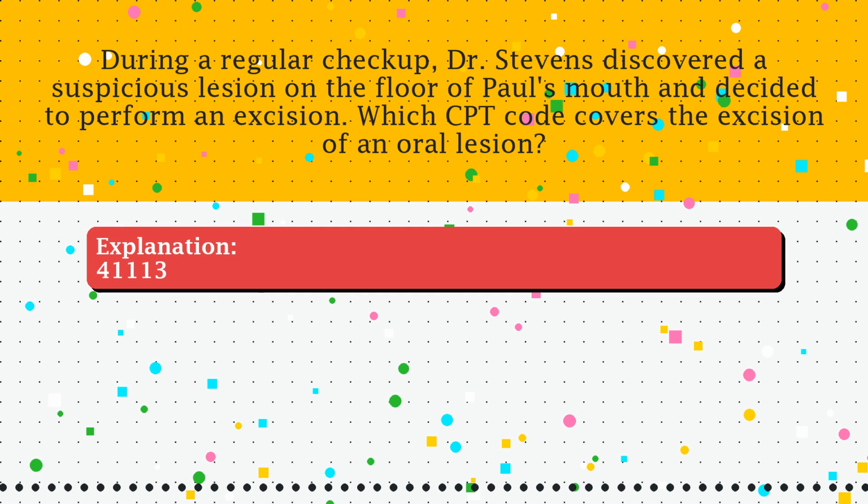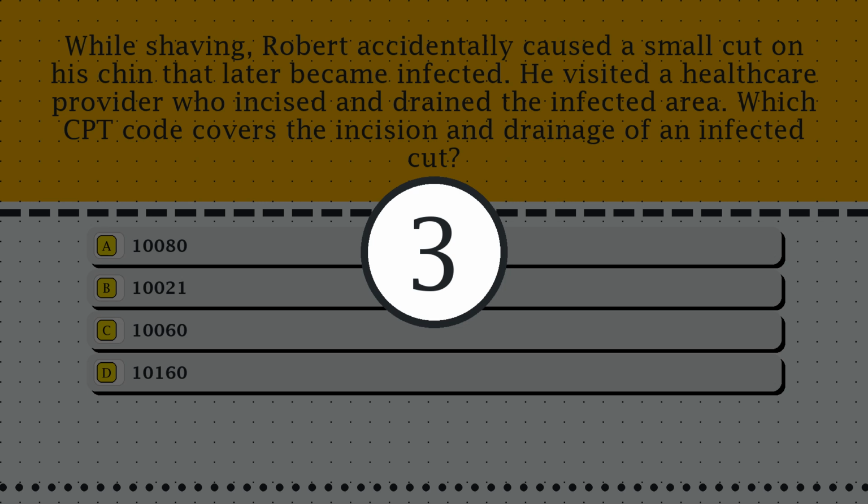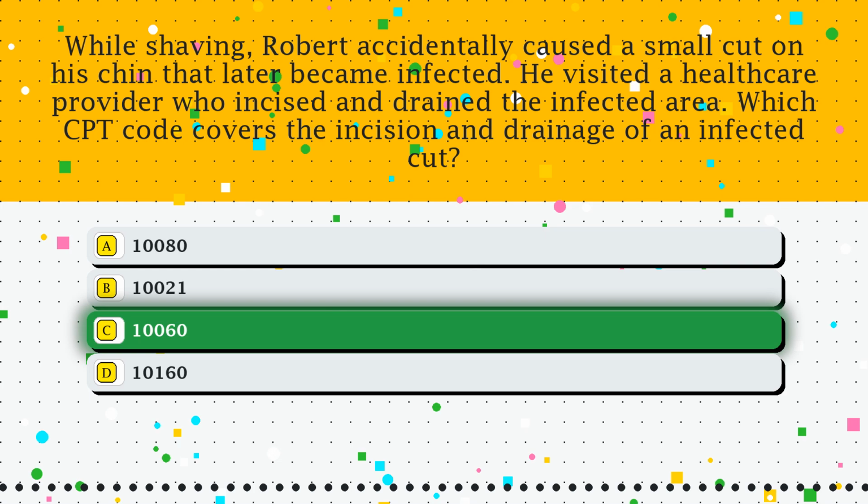Question 192. While shaving, Robert accidentally caused a small cut on his chin that later became infected. He visited a healthcare provider who incised and drained the infected area. Which CPT code covers the incision and drainage of an infected cut? Option A. 10080. Option B. 10021. Option C. 10060. Option D. 10160. The correct answer is option C. 10060.